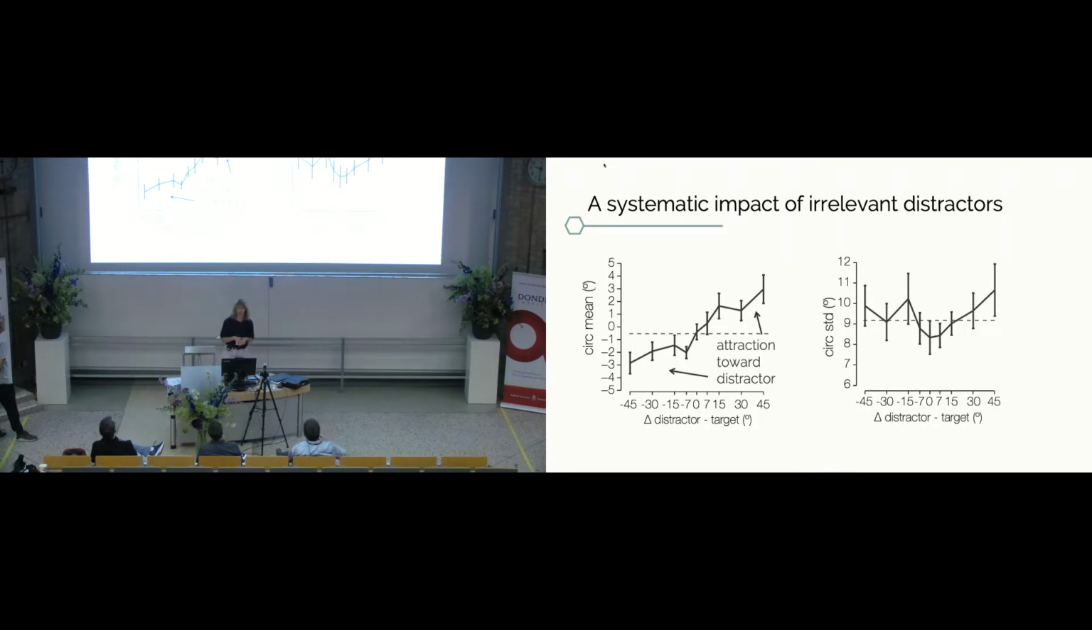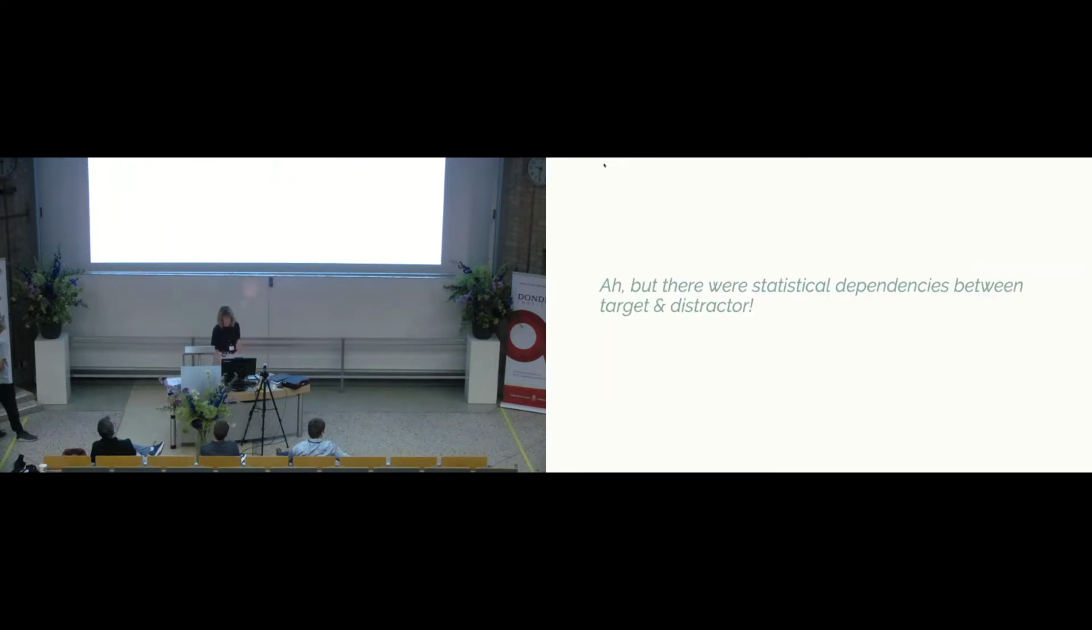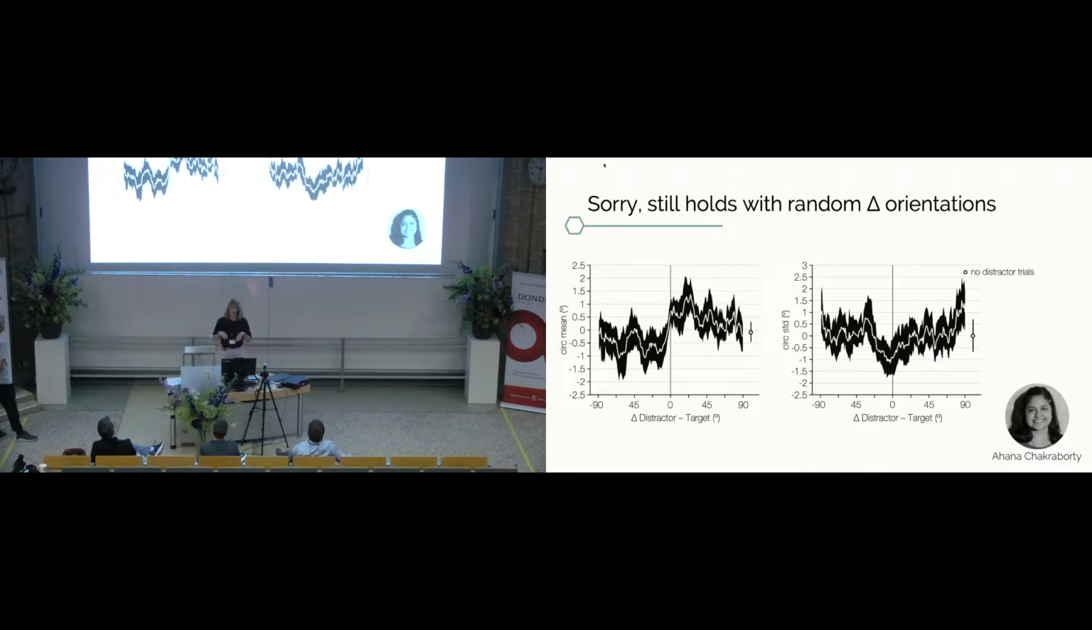To make matters worse, if we look at the variance of the responses, when the target and distractor are the same there's actually a small improvement in performance, or reduced variance. And if they become very different, then the subjects are a little bit noisier in their responses. But you might say there were statistical dependencies between the target and the distractor, because there was a fixed number of offsets that you showed. Okay, sure. So we try this again.